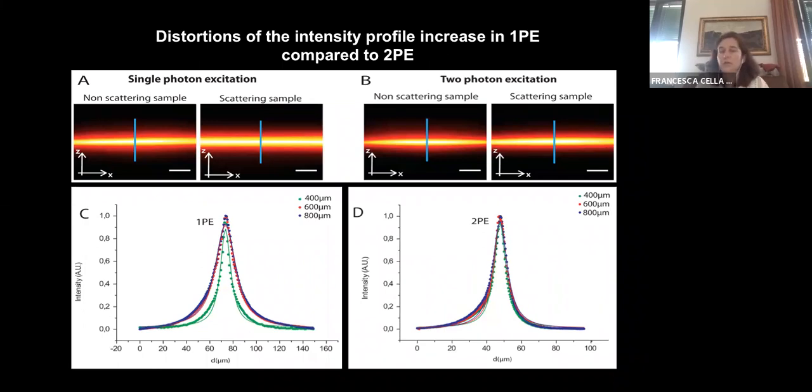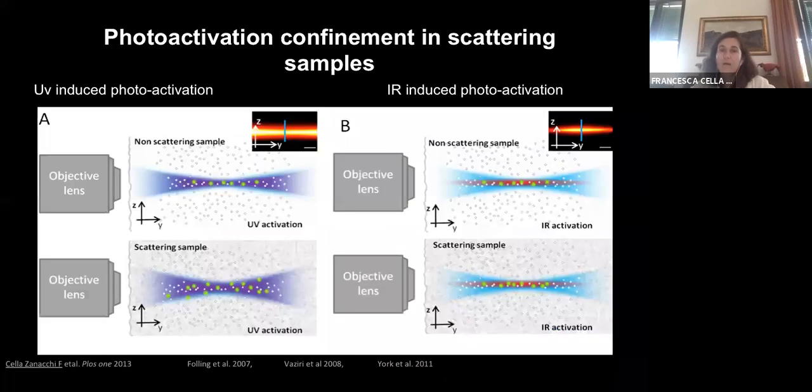So this is not happening for two photon excitation, because when we're using two photon excitation, there is no distortion, and the light sheet thickness is the same going deep into the sample. What does it mean? This means that in thinking about single molecule localization, if we are working with the non-scattering sample, fine, we are illuminating molecules in the focal plane.